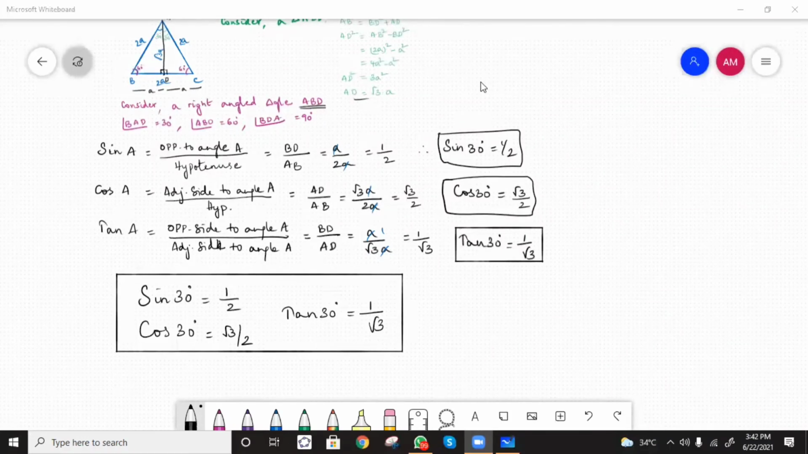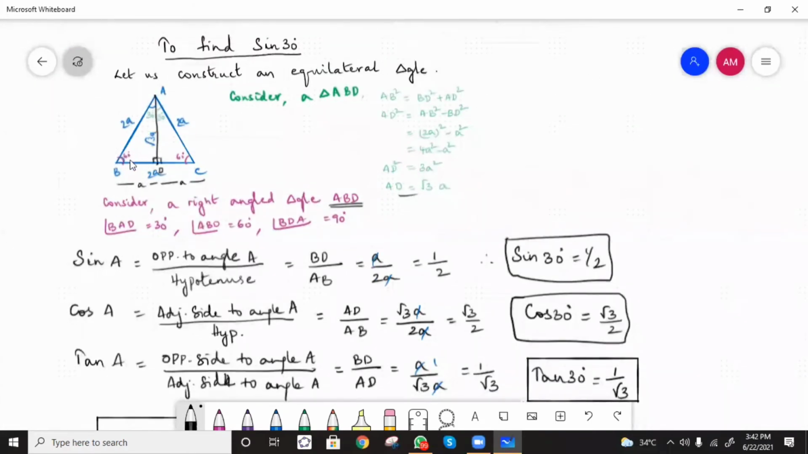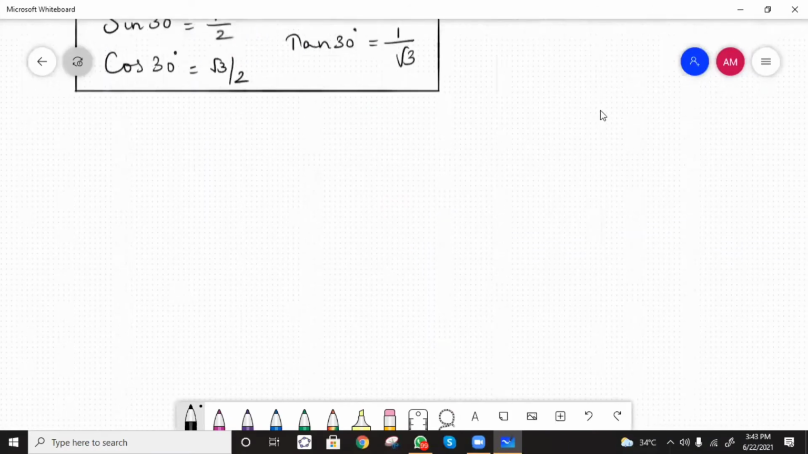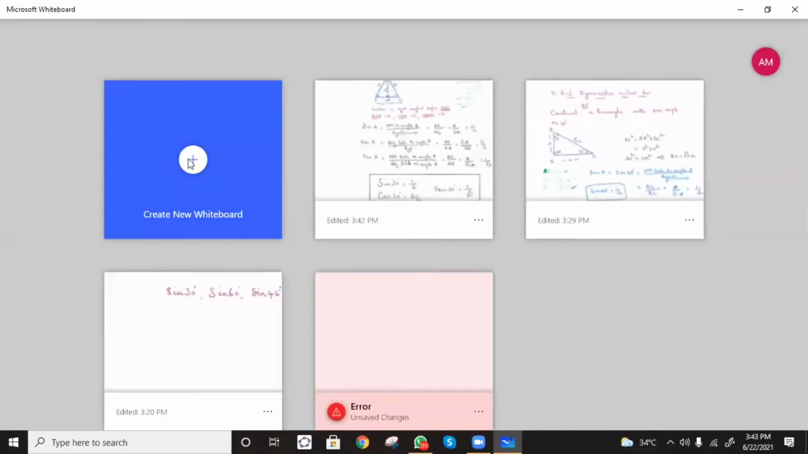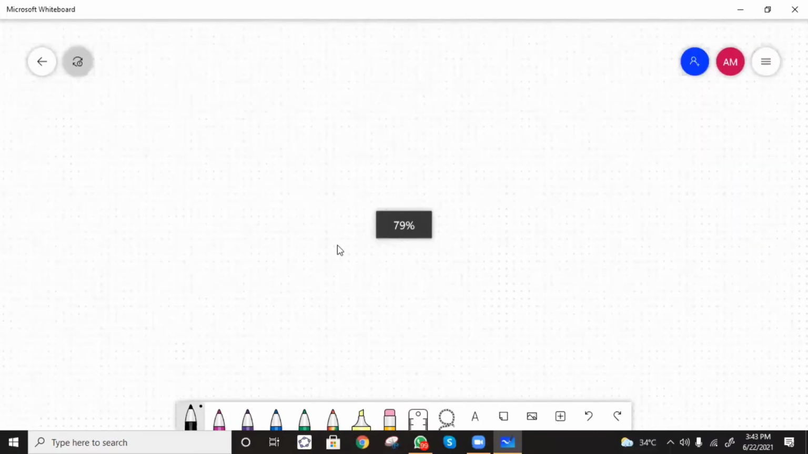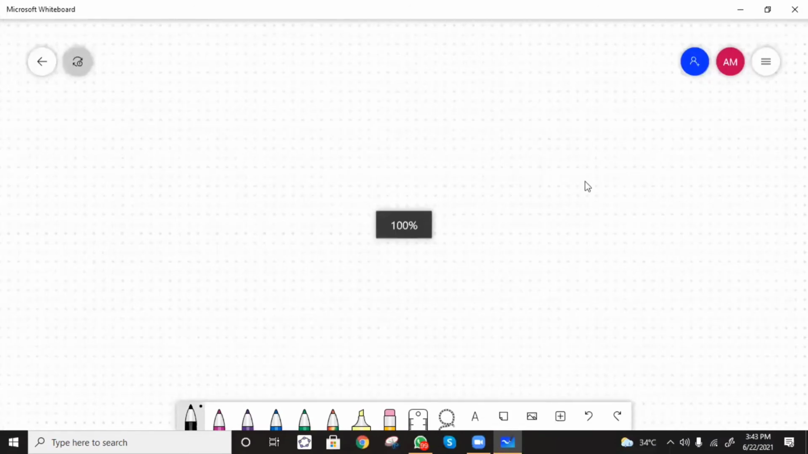Okay. So 60 degrees. How to find sine 60, cos 60, tan 60? From the same figure, we can find 60, isn't it? Since we have 60 degrees at B. Clear? So let us draw that again. Or let me take another board. So already we constructed it. From the same construction, we find sine 60, cos 60 and tan 60.